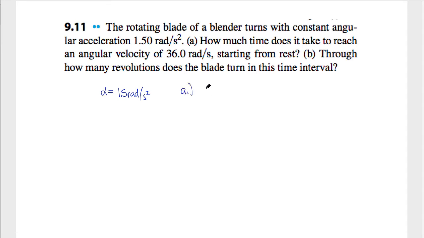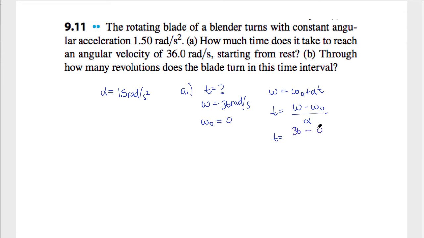For part A, we're looking for time. We have a final angular velocity of 36 radians per second, and we're starting from rest, so omega naught is equal to 0. What equation includes all of these? That would be our first kinematic equation, omega equals omega naught plus alpha t. Solving for time, that becomes omega minus omega naught over alpha. Substituting, we have 36 minus 0 over my constant angular acceleration of 1.5 radians per second squared. So the time here is simply 24 seconds.